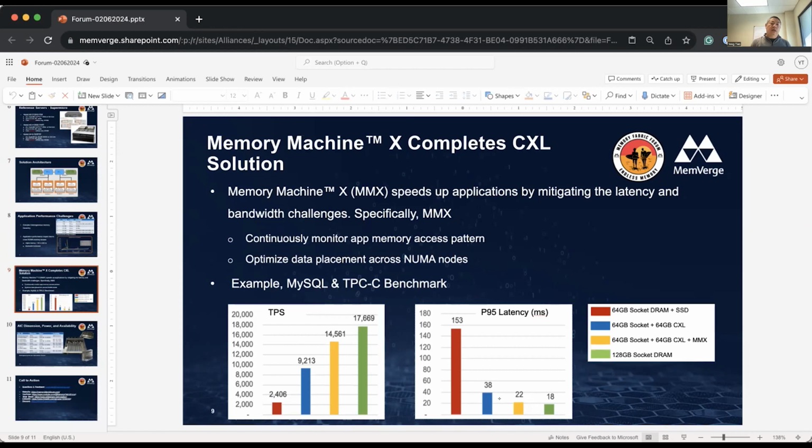And then just for reference, we ran the same benchmark on a fully populated 128 gigabytes on the socket. So you do see a higher transaction per second. But if you were to look at the cost-performance ratio, this is actually a sweet spot: with the CXL memory expansion and Memory Machine software, we can give you the highest performance per cost, or vice versa, the lowest cost-performance ratio.